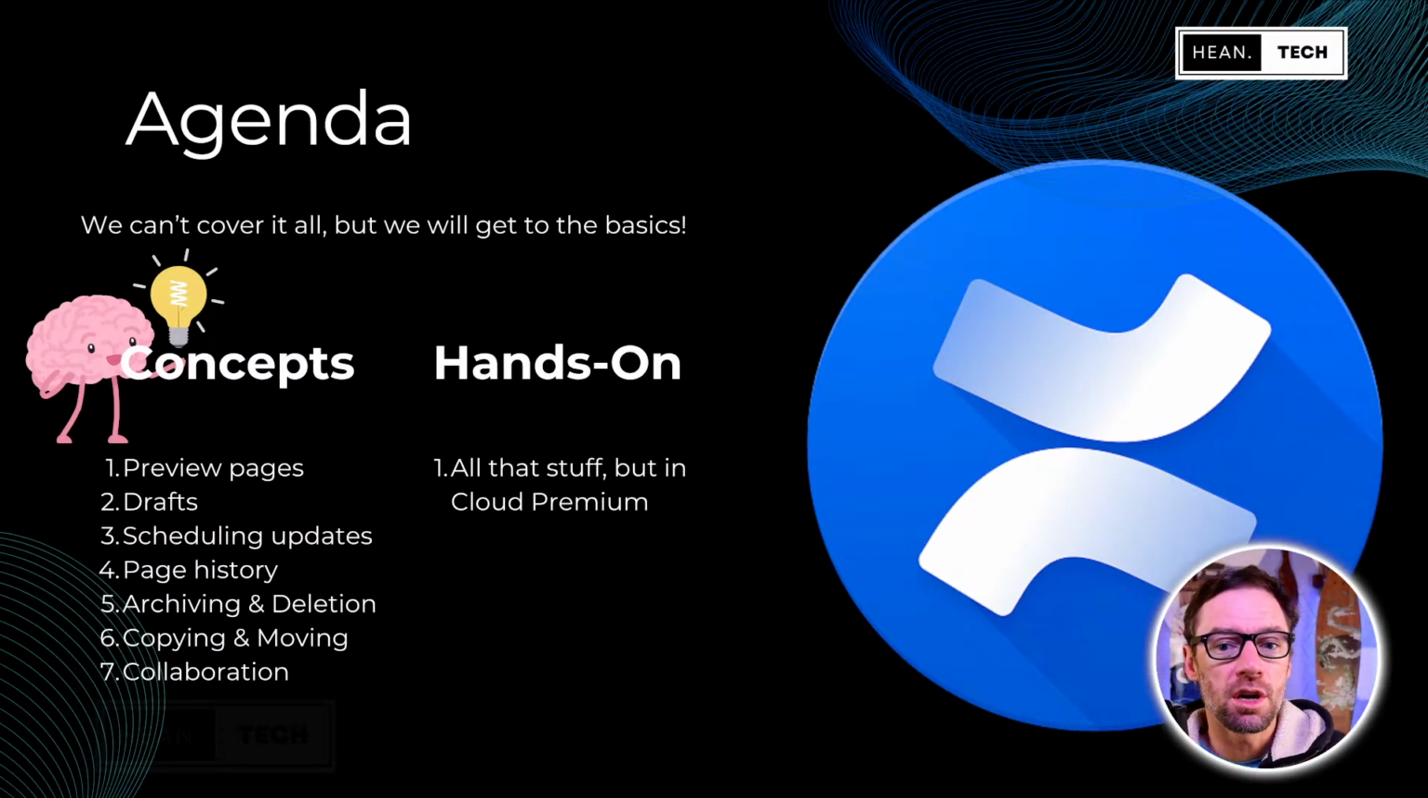So if there's other topics you want to hear about, let me know. Quick overview of what we'll talk about. We've got the ability to preview pages, things like drafts and scheduling updates, page history, archiving and deletion, and collaboration. So these topics are all around using and working with pages and different things we can do to manage and maintain them. The past few sessions, we've talked about editing and creating content. This is more about what we do after it exists, or when we want to make it go live. So we'll still touch on some of those, but mainly focus on these 7 concepts.